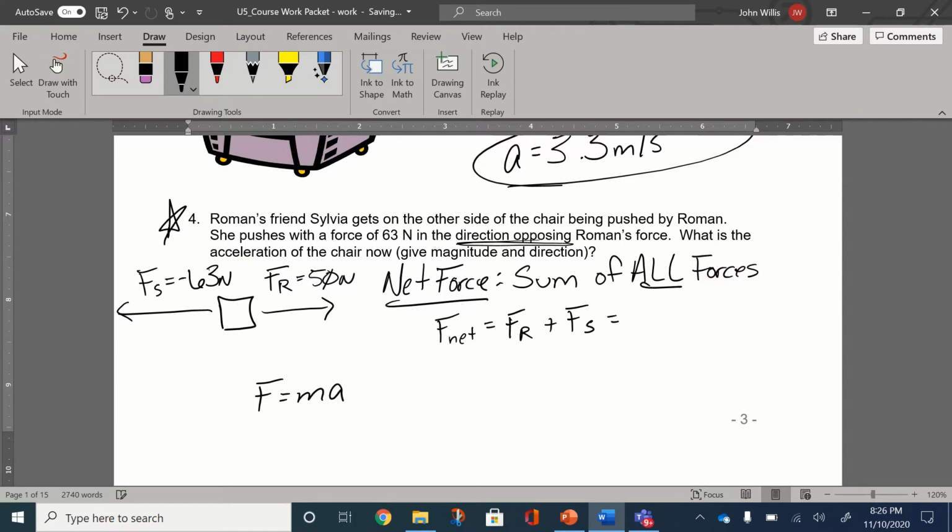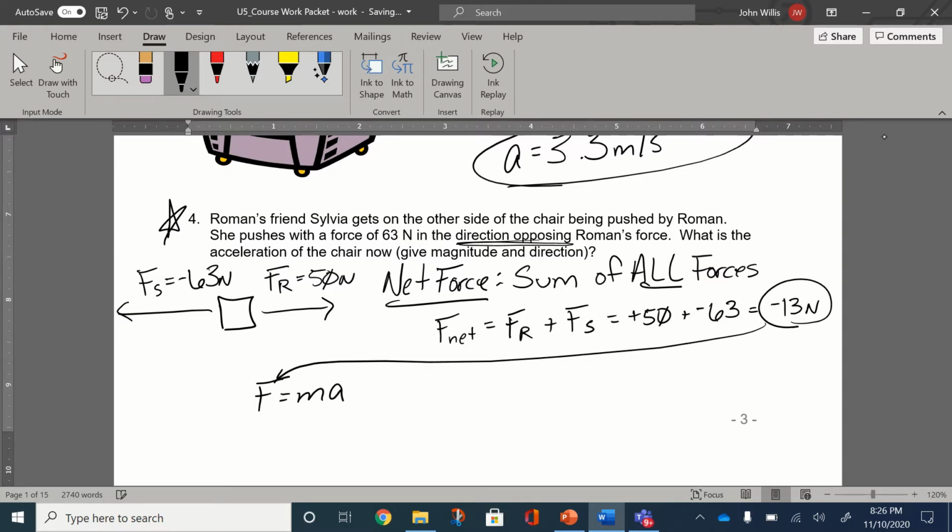But because direction is such a big idea in physics, we have to account for that direction by using positives and negatives. So we're literally adding a negative 63 to our positive 50. That is naturally going to give us a negative 13. That negative 13 Newton net force is then what we come down here and add to F equals ma.